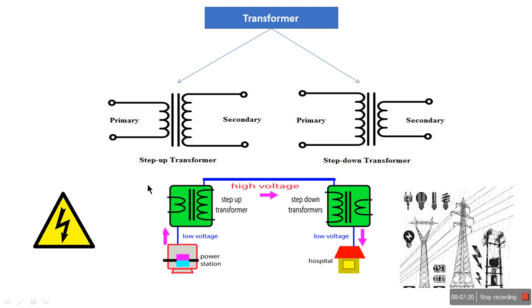From the picture above, we can see that the power station produces low voltage, which goes to the step up transformer. From the step up transformer, it uses high voltage to the step down transformer. From the step down transformer, it produces low voltage and goes to the consumer.